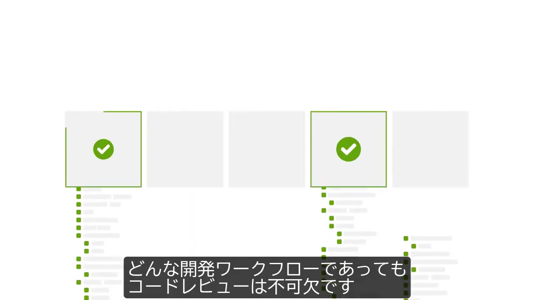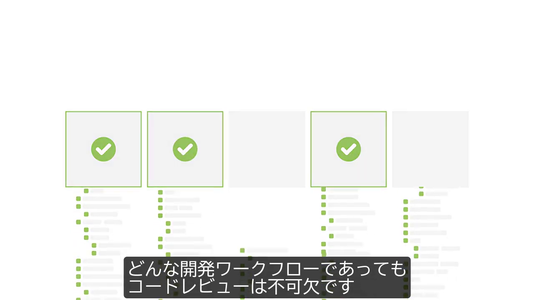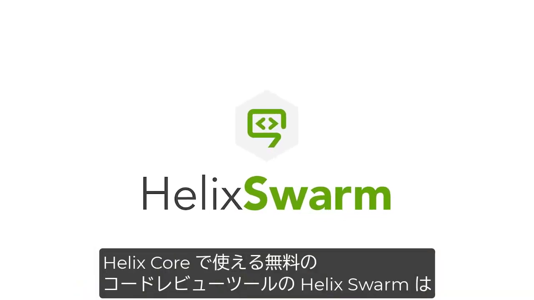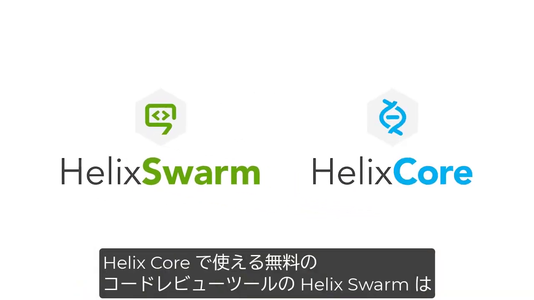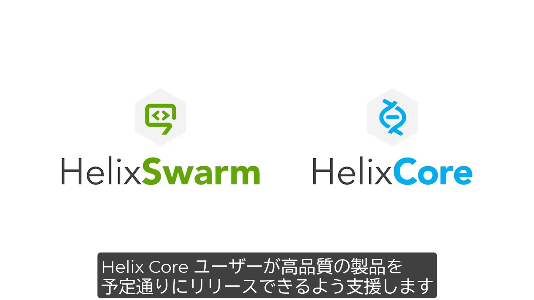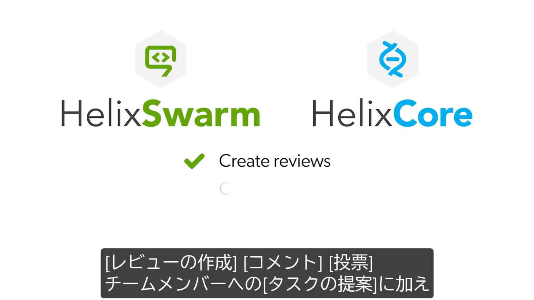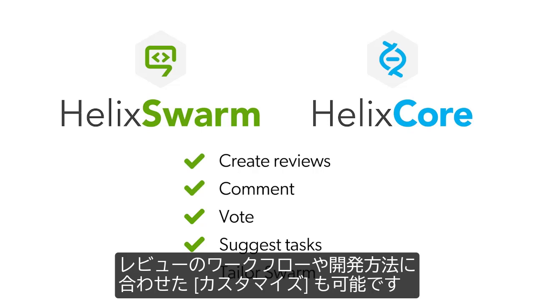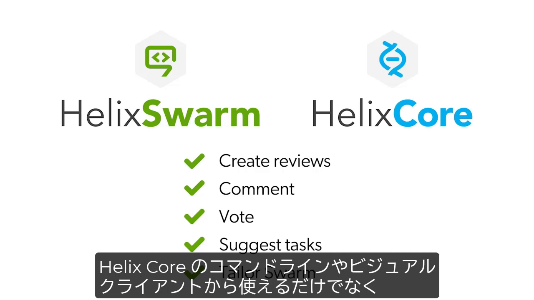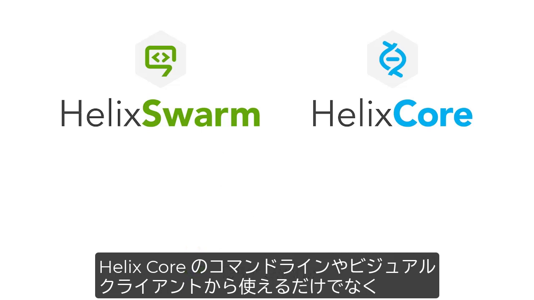Code review is a critical part of any developer workflow. Helix Swarm, the free code review tool used with Helix Core, helps Helix Core users deliver high-quality products on time. Create reviews, comment, vote, suggest tasks on your peers' work, plus you can tailor Swarm to match your code review process and development strategy. Swarm is tightly integrated with Helix Core.